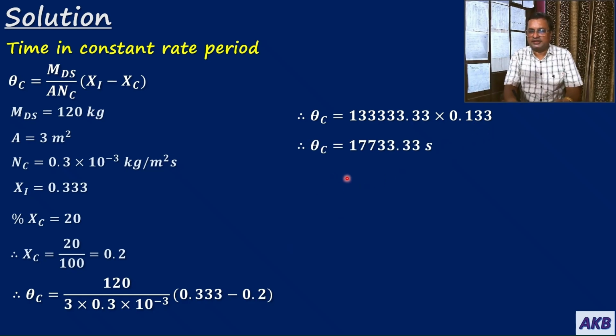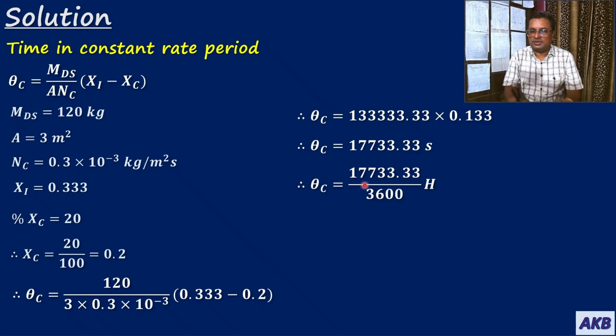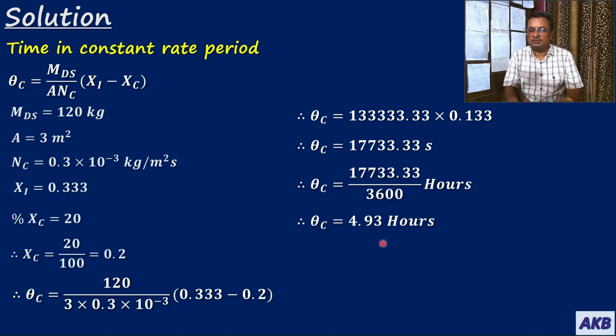So that gives us theta c as 17733.33 seconds. Let us convert it to hours by dividing with 3600, because we know that in 1 hour there are 3600 seconds. So therefore theta c is 17733.33 divided by 3600 hours. That is theta c is equal to 4.93 hours. So in this way, we get time for drying in the constant rate period.